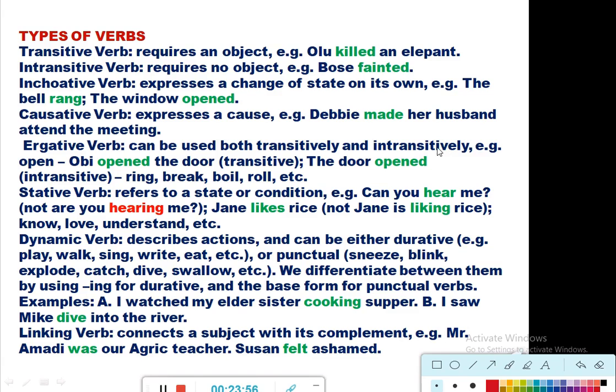And of course, when we talk of the verbs we have already used inchoatively, we can look at them as ergative verbs. We refer to them as ergative pairs. You can use them transitively, and you can also use them intransitively. Example, the verb open. Obi opened the door. We are using it transitively here. The door opened. We are using it intransitively here. And in this case, we have made it inchoative.